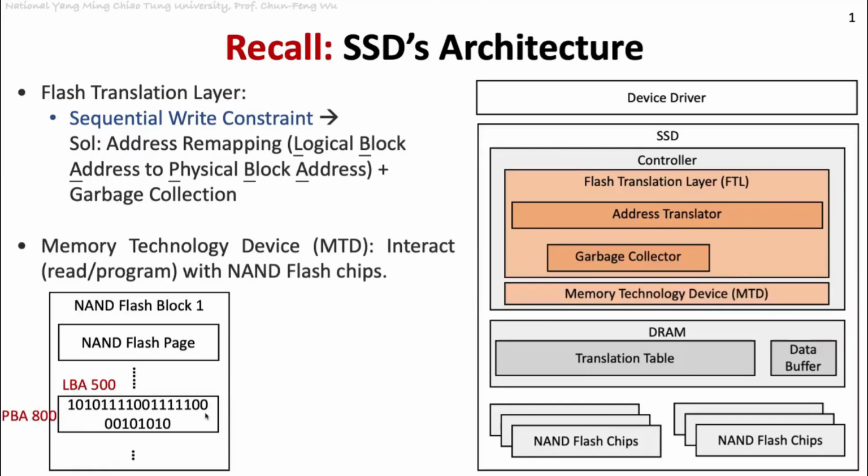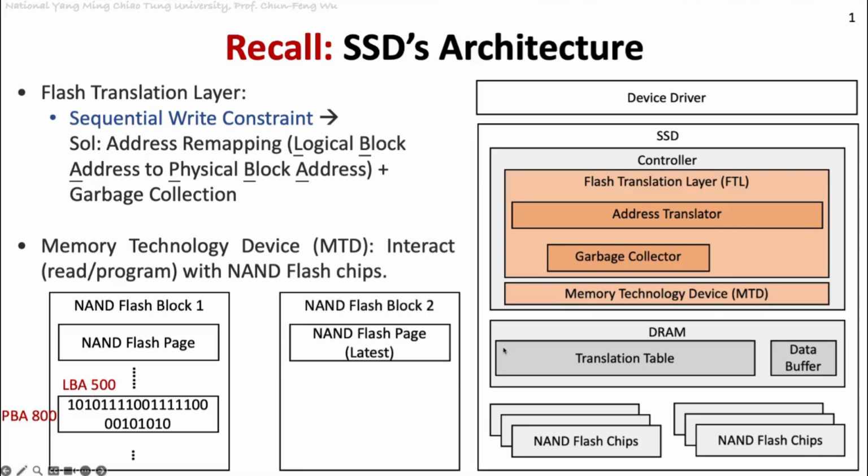Okay. So when we are going to update this LBA 500, what we are going to do is find a new page in other blocks. So like this, if there is a new page in block 2, then we will read out the page from block 1, and then modify those bits that we are going to update. In this example, we'll update the red bits here, and then write into a new page in block 2, for example.